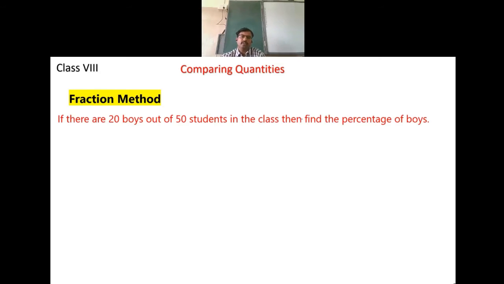First, we will solve this particular question by the fraction method. If there are 20 boys out of 50 students in the class, then find the percentage of boys. 20 is the number of boys, 50 is the total number of students. So it is 20 divided by 50, into 100.